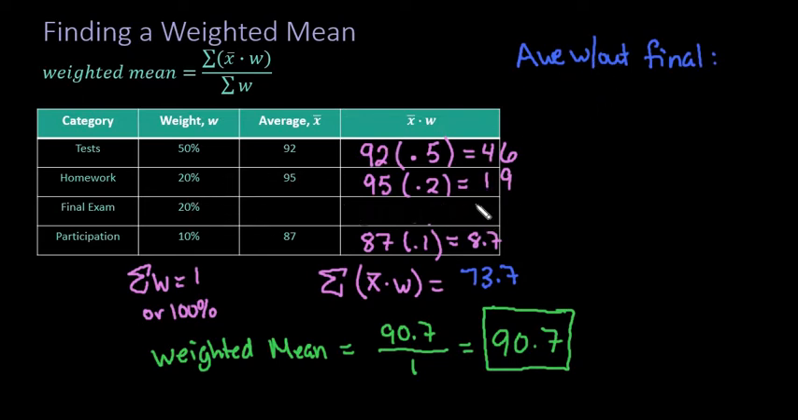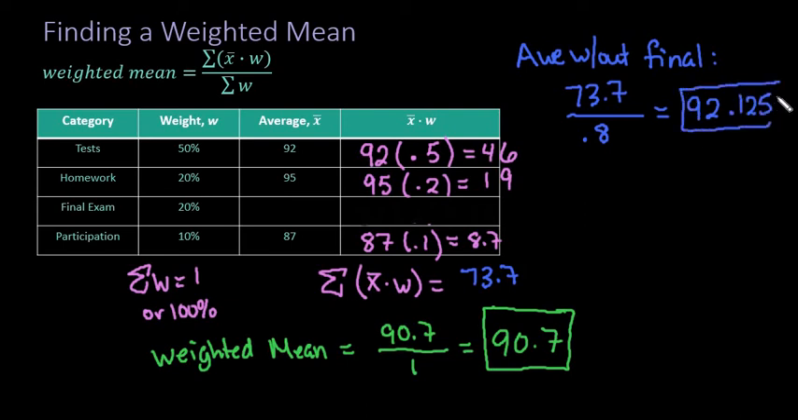If you were missing that final exam score, we would take the sum of the X times W for the top part here, which is the 73.7, and we would divide it by the weights. Well, in this case, we're missing the 20%. So right now, we only have 80% of the grades entered into the gradebook. So to find the average with the missing final exam score, we would end up having an average of 92.125%.